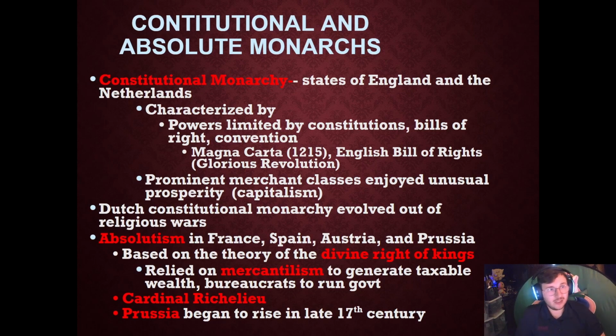Now, in absolutism, they're going to rely on mercantilism to generate taxable wealth. This is mercantilism, where they get raw materials from the colonies, and they have a mother country, and they gather all of this wealth and materials and trade with their baby colonies. They're also going to rely on bureaucrats to run their governments. Now, Prussia began to arise in the late 17th century, and they're going to be an extremely powerful military absolute monarchy, so much so that by the late 1800s, Prussia will become Germany. That's why we're mentioning it now.